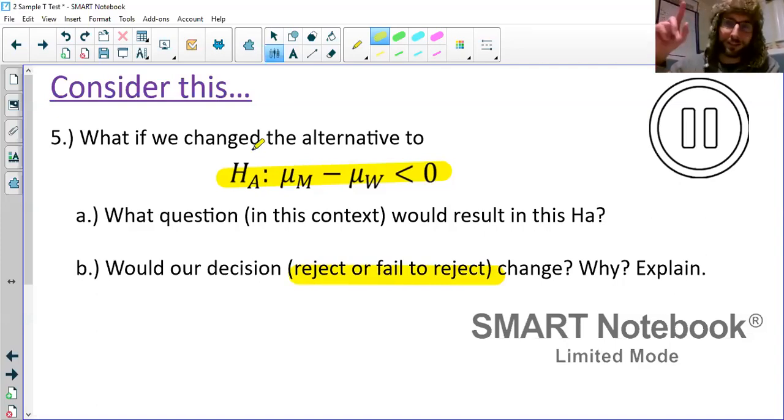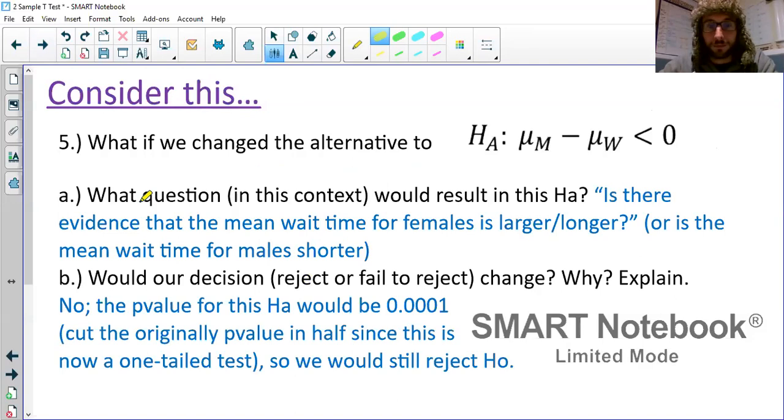Pause, and I'm not going to do the whole thing. Hopefully you came up with these brilliant ideas. I'm not going to read that. You can just pause the video and read that yourself.